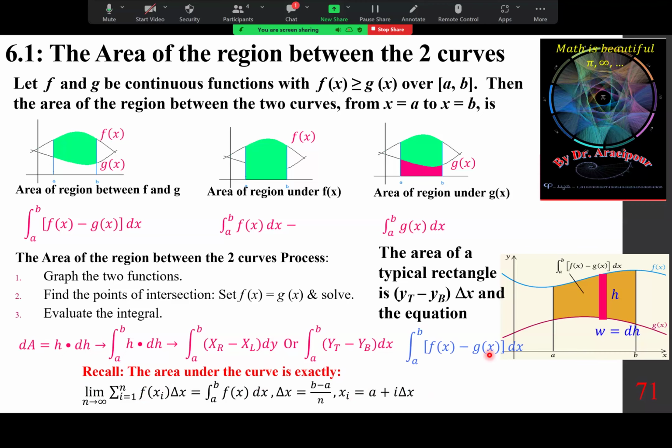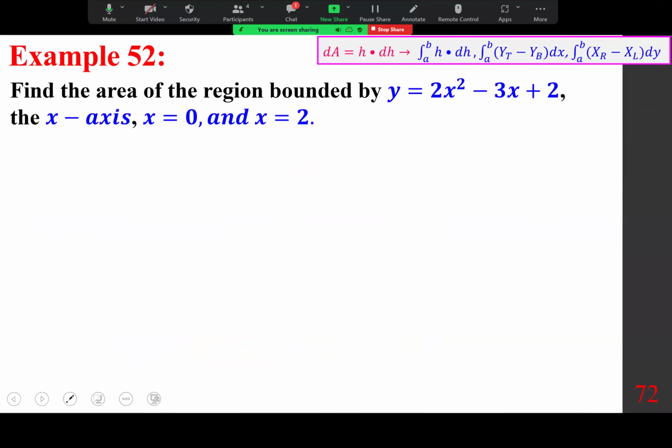So the integral of a to b f of x minus g of x dx. All right. Find the area of the region bounded by y equals x squared minus 3x plus 2, the x-axis, x equals 0 and x equals 2. Number one, we have to graph this, and I'm going to assume nobody has any problem with graphing that, okay?